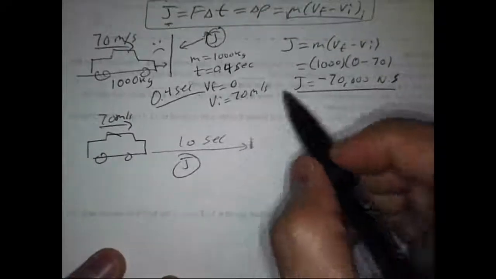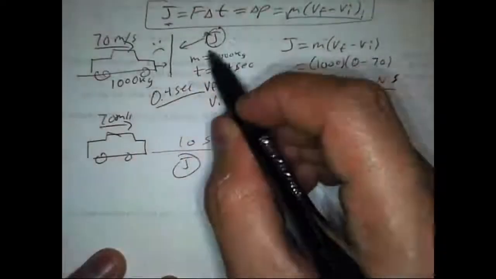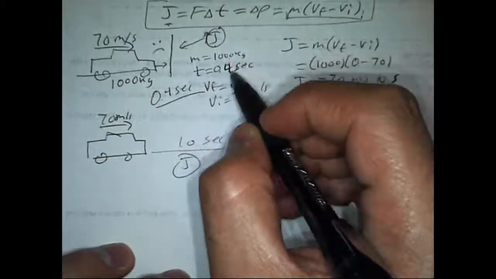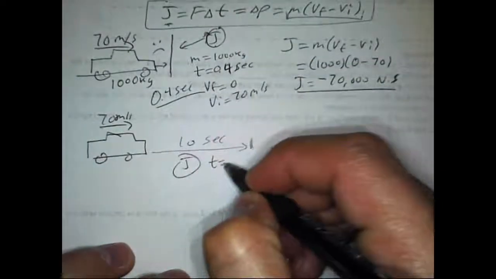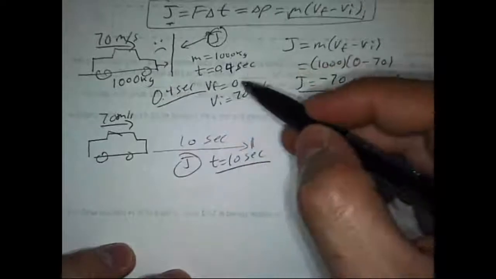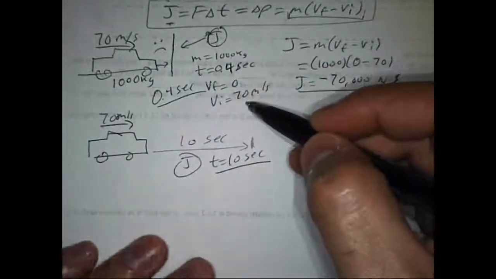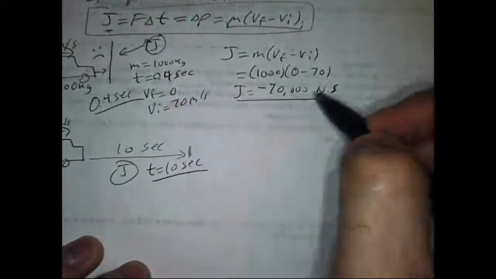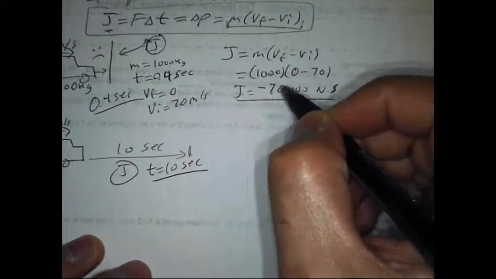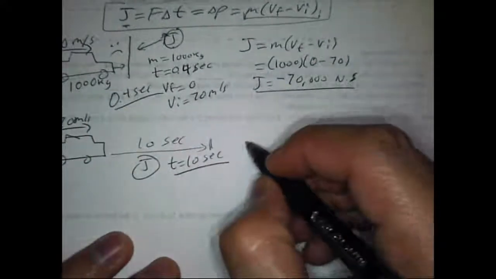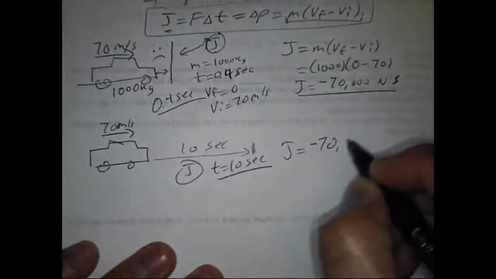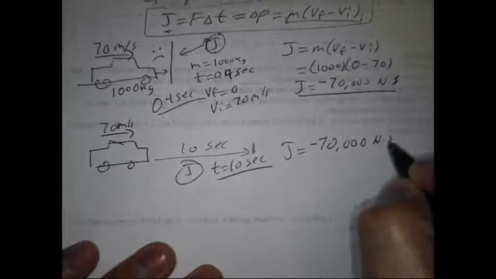Okay, so the question is, of all of this calculation that I did here, what of this changes? Well, mass remains the same. Time changes. The time now is definitely 10 seconds instead of 0.4 seconds, so that changes. But the final velocity is still 0. The initial velocity is 70, and if I look at all my calculations that I did here, I have the same givens, so I would use the same equation, and I didn't use time in this equation. So actually the impulse for stopping over a period of 10 seconds would still be 70,000 Newton seconds.